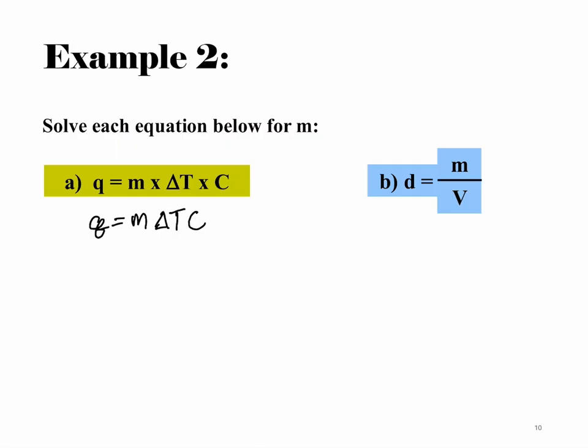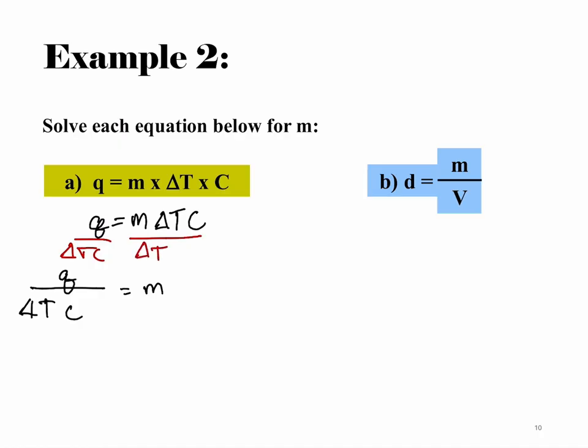Do that. All right, so what did you get for A? It is Q divided by delta T C. Delta T C is equal to m, right? So really to isolate m in this case, you just had to divide both sides by delta T C, and you can do it all in one step if you're comfortable with that. You divide both sides by delta T C, delta T C. On the right-hand side, what happens to those variables? They all cancel out, right?